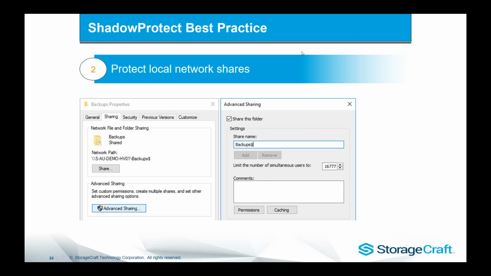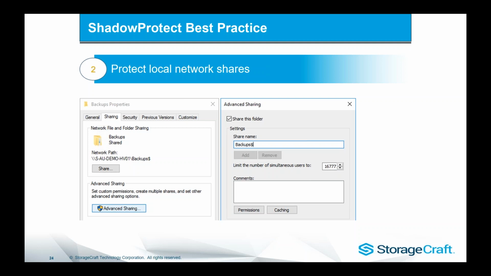So the next step I've got in here is protecting local network shares. One of the tips is putting a $ at the end of your share. That simply makes it a hidden share, or sometimes they call it an administrative share, but it stops it broadcasting that share on your network. The reality is I don't want some ransomware to start scanning your network and find my backups. I want to hide them. And this is a nice way to start.